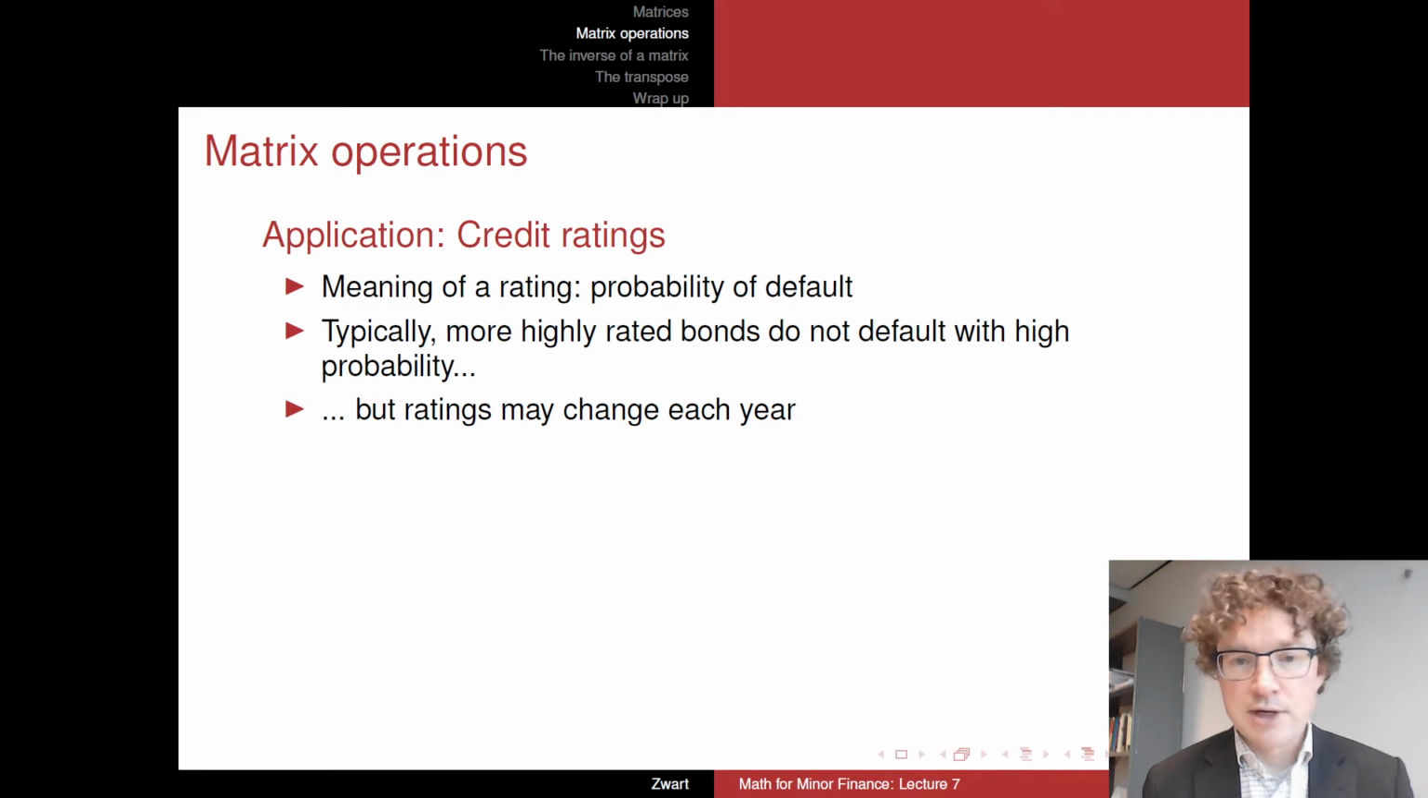Whereas if you're already close to default, then you might go up. So if you have a C rating, which is a junk bond rating, you might go up to a B rating, but you might also go down to a default rating, or you might stay, of course, in your category.